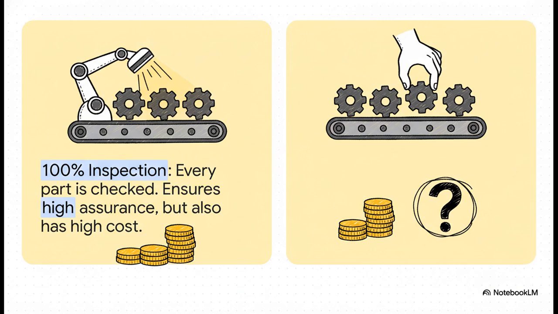Think about it like this. 100% inspection is like proofreading a book by checking every single letter. It's incredibly thorough for sure, but man, it costs a ton of time and money. On the other hand, sampling is more like just skimming the chapters for obvious typos. It's way faster, way cheaper, but yeah, you might miss something. Your job is to break down those trade-offs.